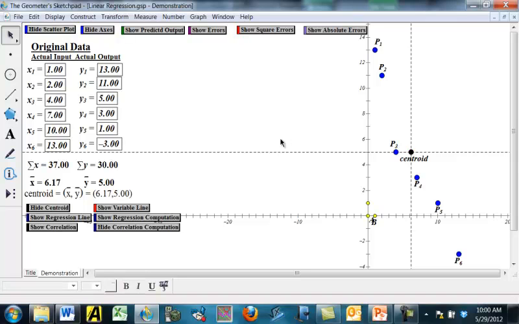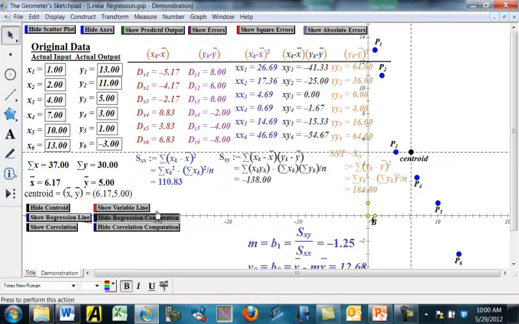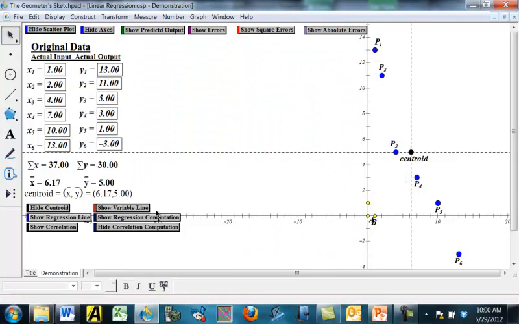Okay, so to compute the regression line, here's what we do. Well, before I do this, let me explain something very briefly.